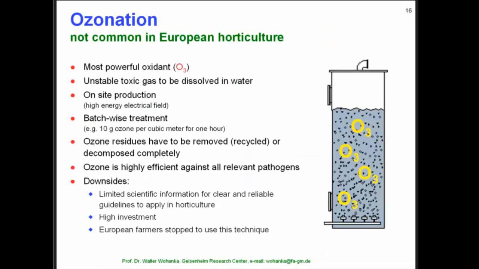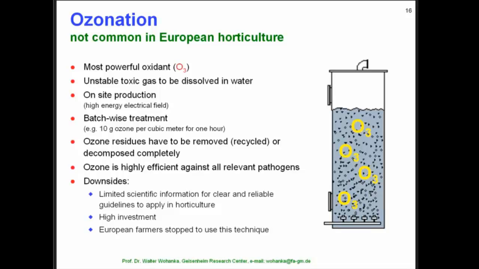Let's start with the most powerful oxidant, the ozone. Ozone is a non-stable toxic gas which has to be dissolved in the water. Due to its instability, it is generated on-site in a strong electrical field and injected immediately into the irrigation water, usually through a bubble diffuser or an injector. Usually the irrigation water is batch-wise treated for a certain time, for example 10 gram ozone per cubic meter for 1 hour.